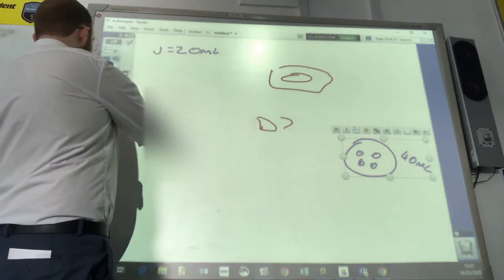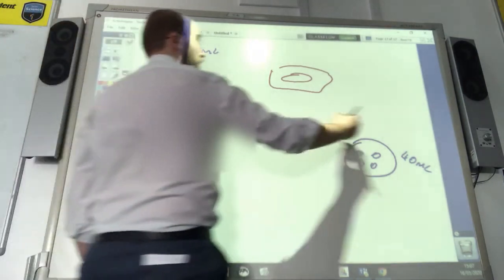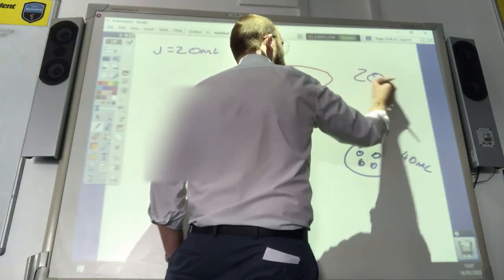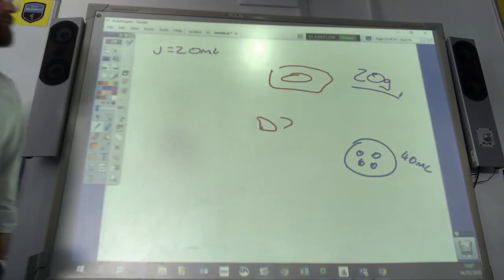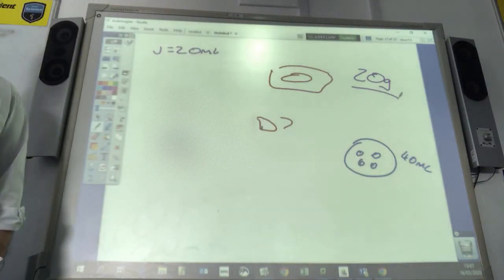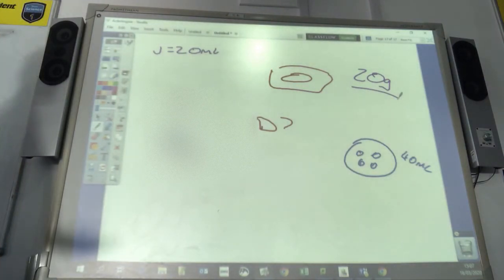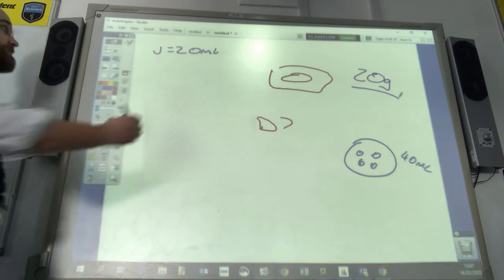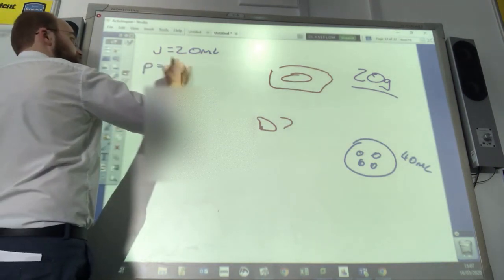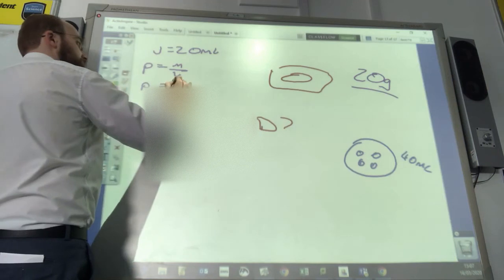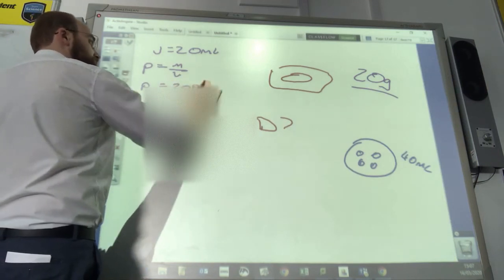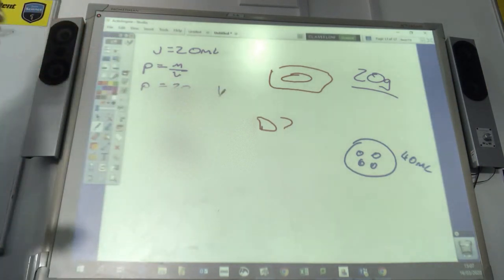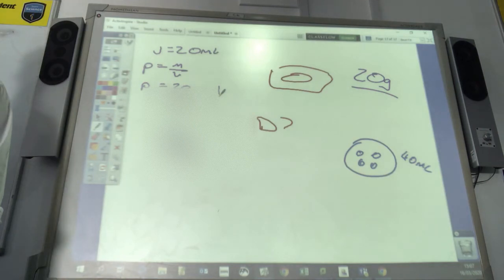Let's say that the mass of all those marbles together was 20 grams. We could now find the density of this bag of marbles, because I've got 20 grams and the volume of those was 20 milliliters. Because density equals mass divided by volume. Density equals 20 over 20. So that's me saying 1. Alright, so I've now got the density of my marbles.